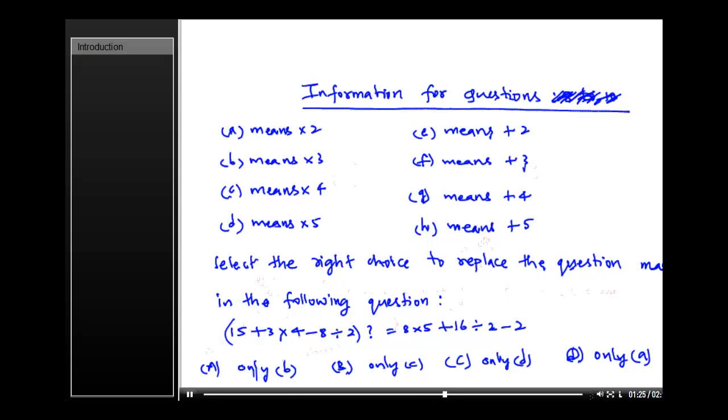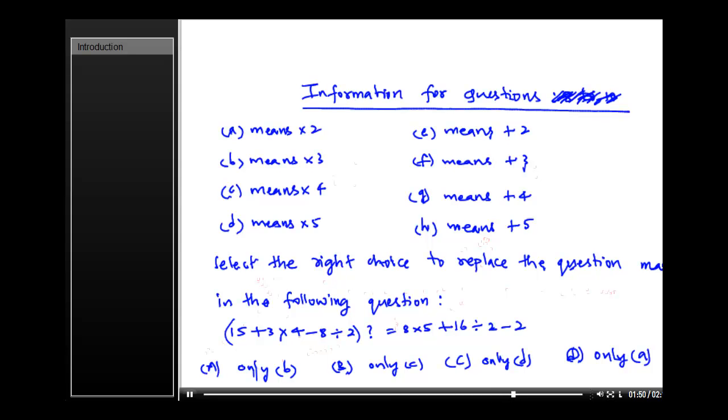Question mark is equal to 8 into 5, 1 operation, and 16 divided by 2, 1 operation. 8 into 5 is 40 plus 16 divided by 2 will be 8 minus 2. This implies 15 plus 12 minus 4 gives us 23. Question mark is equal to 40 plus 8 minus 2 gives us 46.